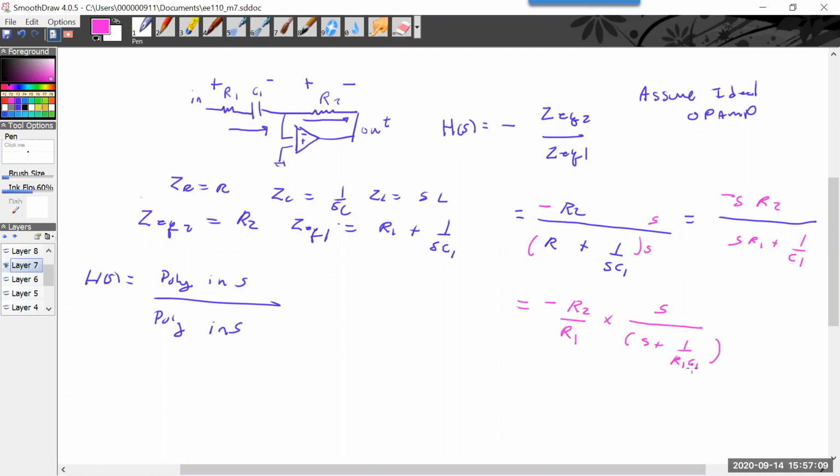Now, this is in terms of R1 and C1, and it's 1 over tau. But for Bode plots, it's really better to put it in terms of omega naught. I'm going to rewrite that.